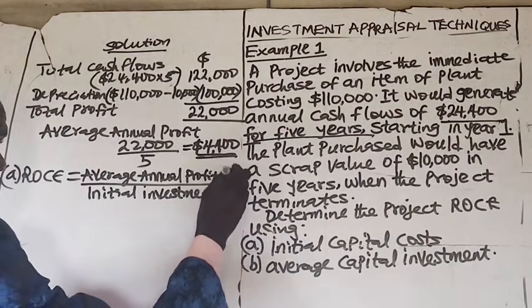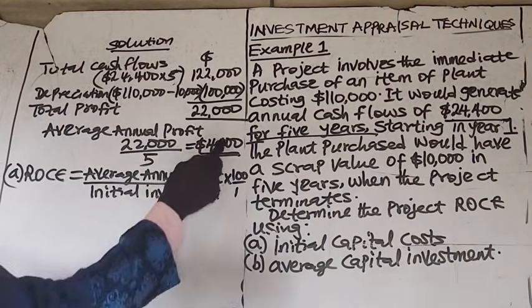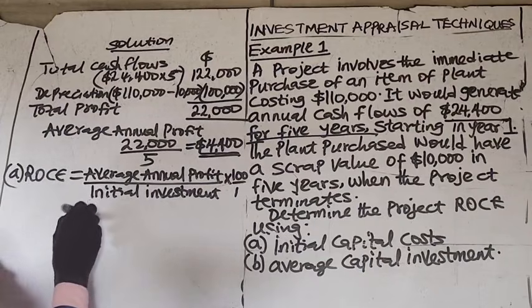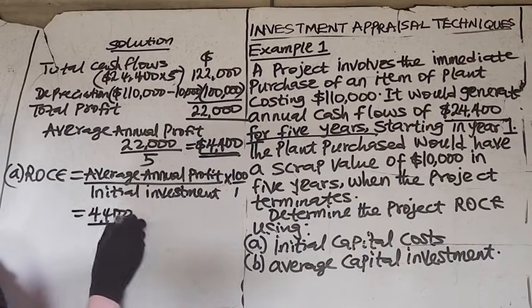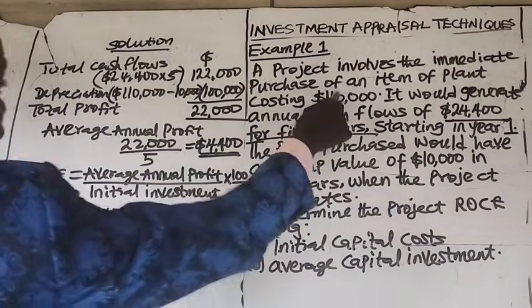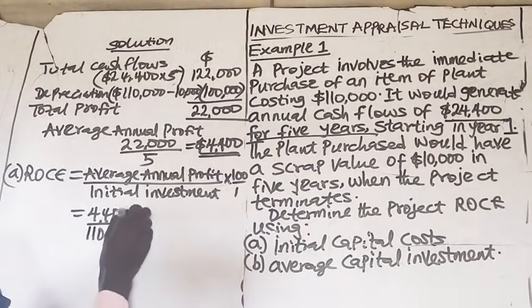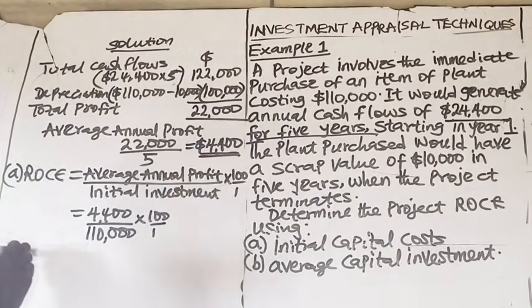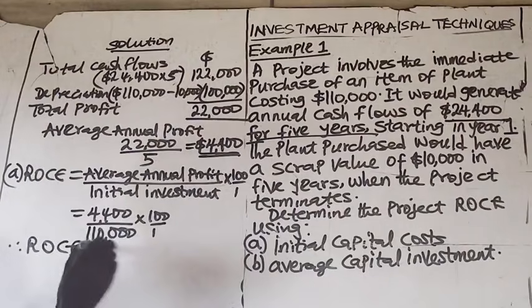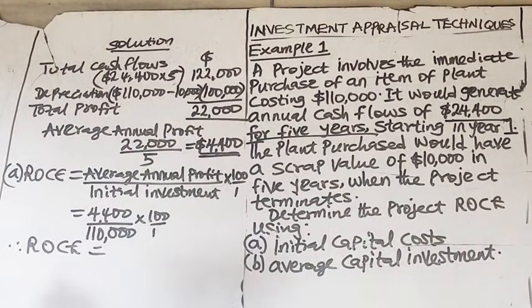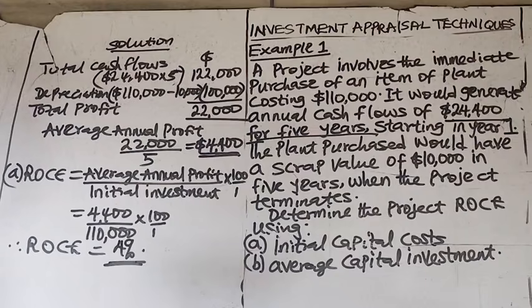Times 100 over 1. Average annual profit as calculated is $4,400 over initial investment. Initial investment amounted to $110,000, times 100 over 1. Therefore, return on capital employed is 4,400 divided by 110,000, times 100, that gives us 4%. That is the solution to A.